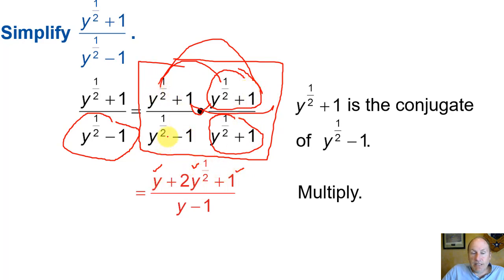The denominator, because it's a difference of two binomials, the middle terms are going to cancel out. So we get y to the 1/2 times y to the 1/2, which is y. The middle terms, we have y to the 1/2 times 1 minus y to the 1/2 times 1, so the middle terms cancel out. And then we have minus 1 times 1, which is minus 1. And that is all we can do with this. This is in simplest form.